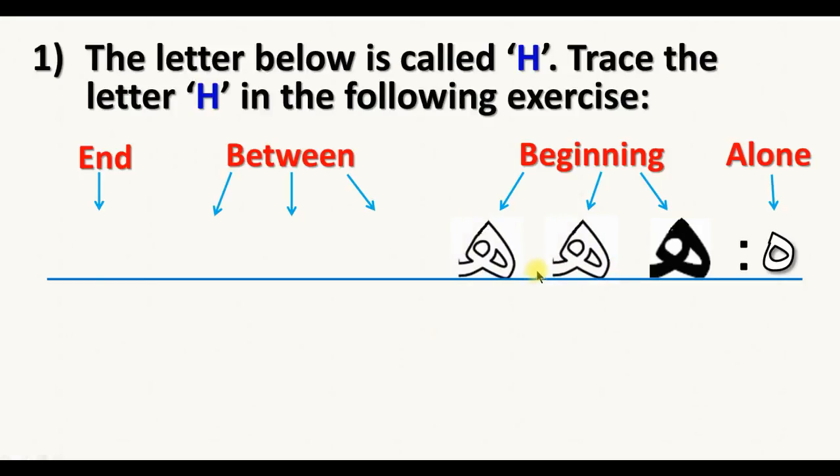Here we have 2 more examples. You start once again from here, you go down in a clockwise direction, and then you go up to make a little circle, and then you go on to the next letter.